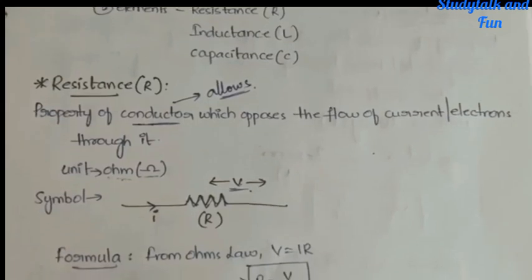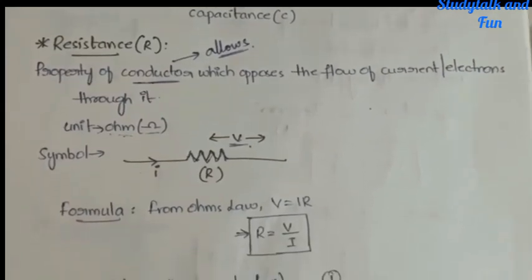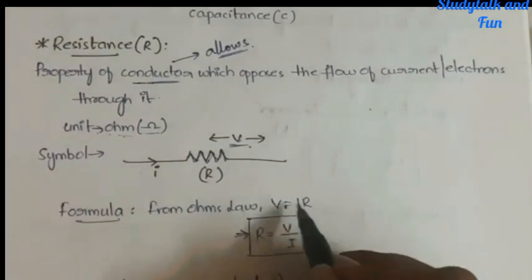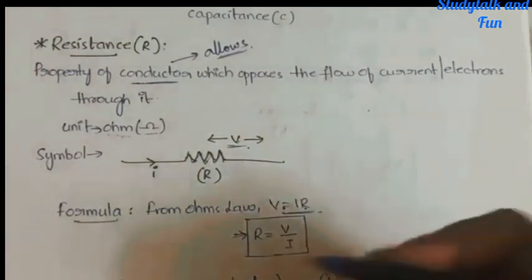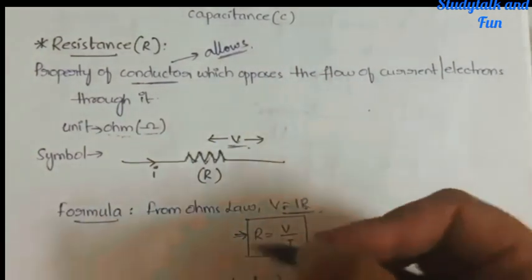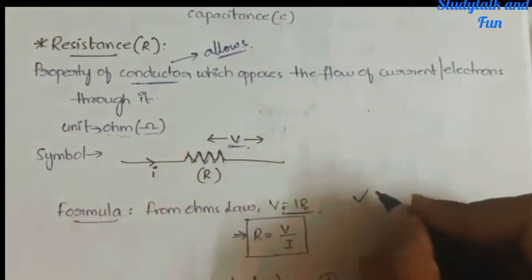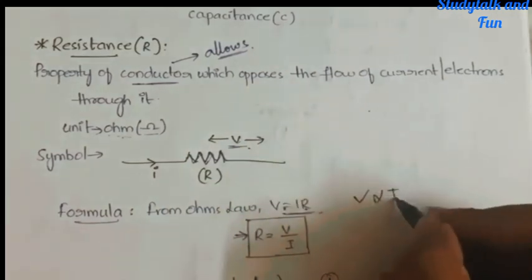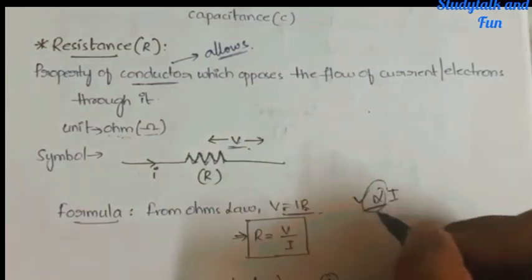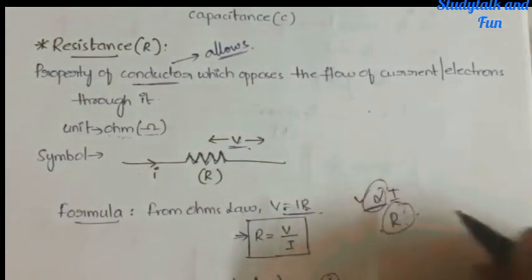Next, what is the formula to calculate the resistance? From Ohm's law, V is equal to IR. So what is Ohm's law? I'll explain. Basically, Ohm's law is that the potential difference across a conductor is directly proportional to the current flowing through it, and when you remove this proportionality, you get the constant, which is nothing but the resistance.